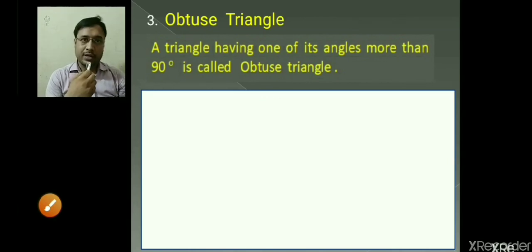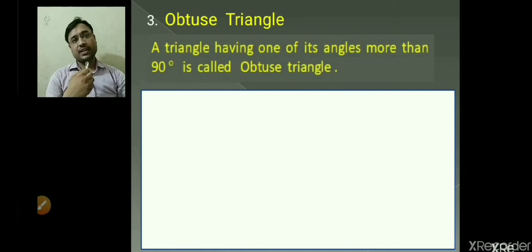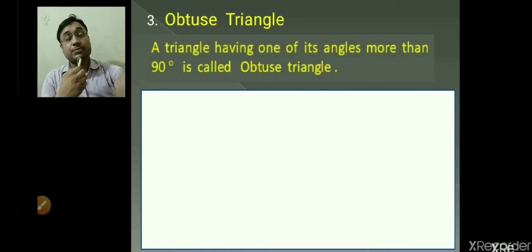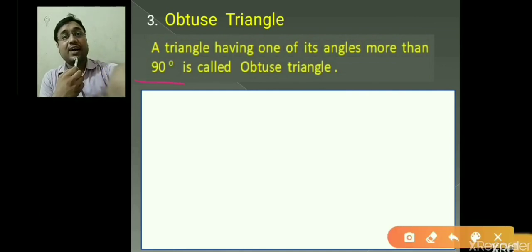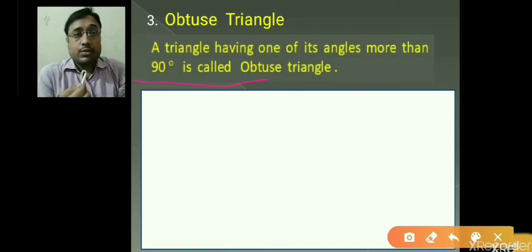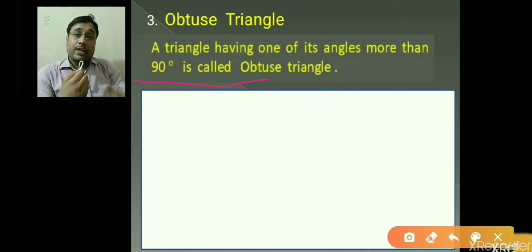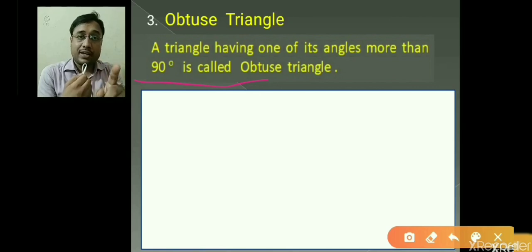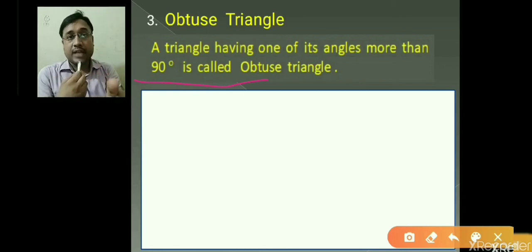Next, the obtuse triangle. This is also very interesting, students. An obtuse triangle is a triangle having one of its angles more than 90 degrees. A triangle with only one angle more than 90 degrees is called an obtuse triangle. In other words, if any one angle is an obtuse angle, meaning the angle measurement is more than 90 but less than 180, then the given triangle is an obtuse triangle.